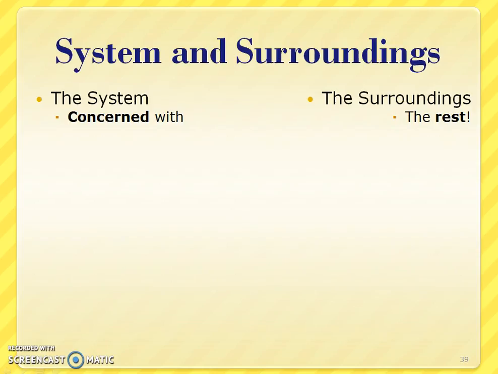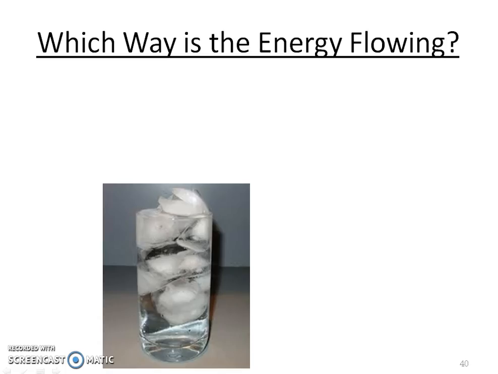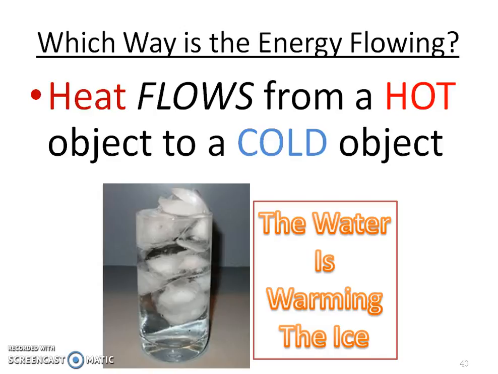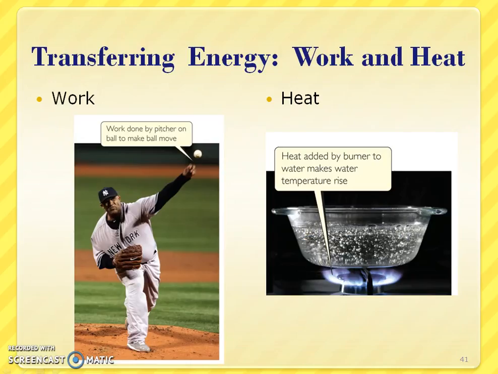So the universe has two parts: the system and the surroundings. So the system is what we're concerned with. That's usually the reaction we're dealing with, or the process we're dealing with. And the surroundings is everything else around it. So which way is the energy flowing? We have a glass of water. Is the warm water warming the ice, or is the cold ice cubes cooling the water? Hopefully you said the warm water is warming the ice, because as always, heat flows from a hot object to a cold object, always, always, and always.